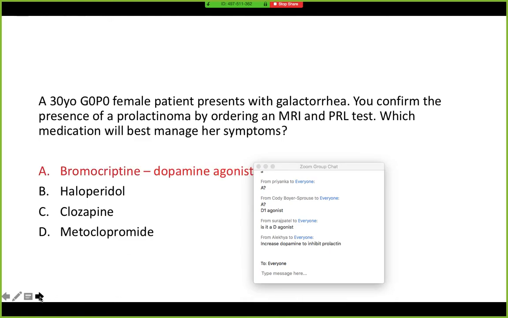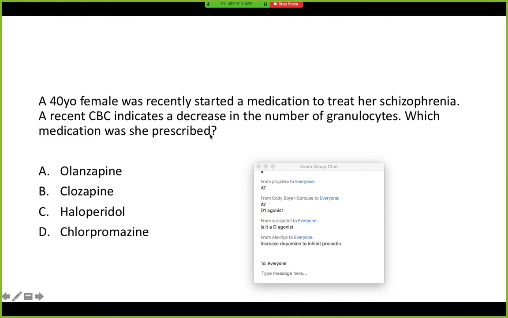That is correct. All right, so a 40-year-old female was recently started on a medication to treat her schizophrenia. A recent CBC indicates a decrease in the number of granulocytes. Which medication was she prescribed? B. Yeah, and why are you saying B?